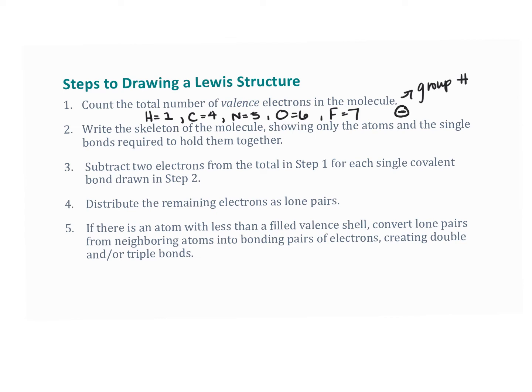So if you've got a negative charge, right, or a positive charge, you have to look at that and think about your electrons. Negative charge increased by 1, positive charges decreased by 1. Then you need to write the skeleton of the molecule, and you only want to show the atoms and single bonds required to hold them together. If the molecular connectivity is not given to you, the central atom is generally the least electronegative atom, and we're going to go into that in a second.